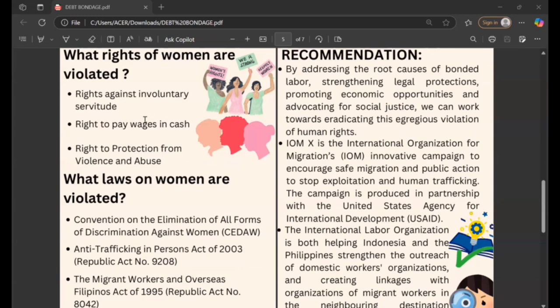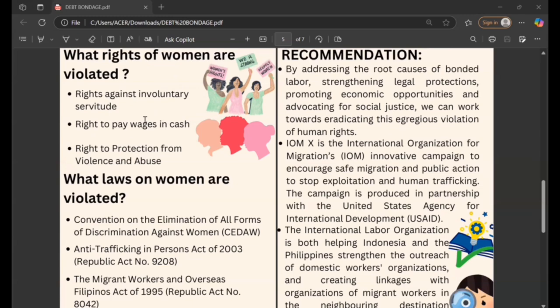And debt bondage violates the principle of involuntary servitude because it forces women into situations where their ability to choose their occupation is severely constrained. This type of modern-day slavery traps women in a state of dependency and helplessness, as they are often denied the ability to freely negotiate the terms of their labor or escape the situation without severe repercussions.